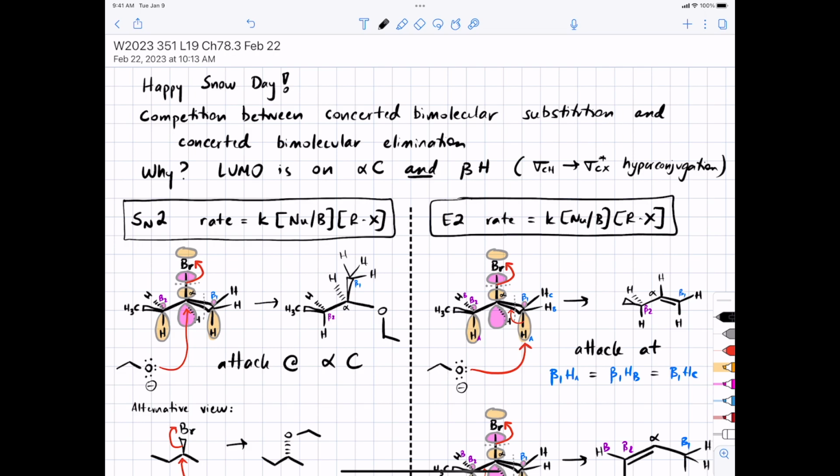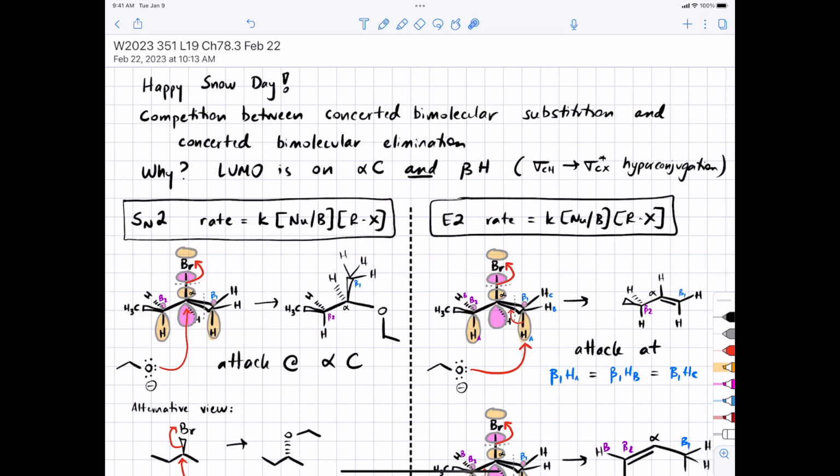Today, we're going to continue our discussion of the SN2 and E2 reactions. We're going to talk about what factors favor either of them, and we'll also talk about their stepwise counterparts, the SN1 and the E1 reactions. We'll try to put it all in context.